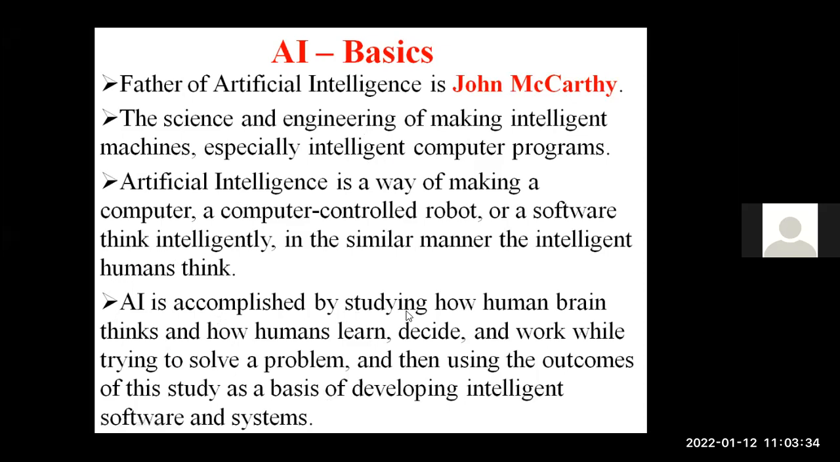AI is accomplished by studying the human brain, by studying how the human brain thinks and how humans learn, decide and work while trying to solve a problem. So we can find some new words over here, like how the human brain thinks. That means they are trying to relate AI with the human. That is the one word which we can understand now.